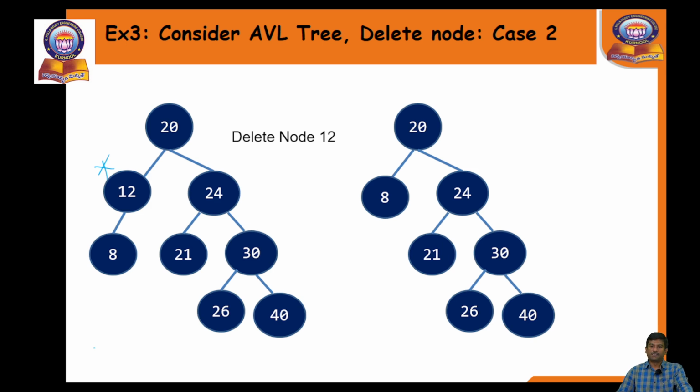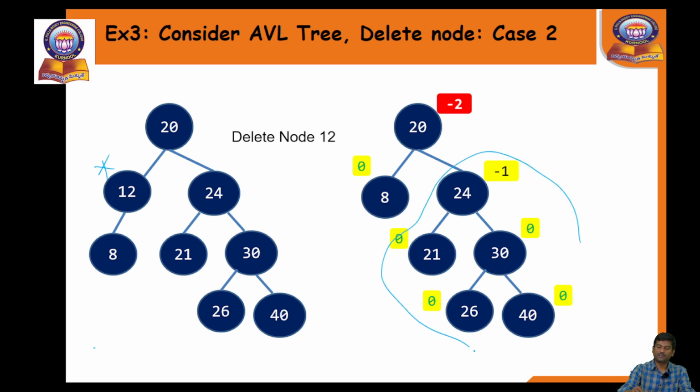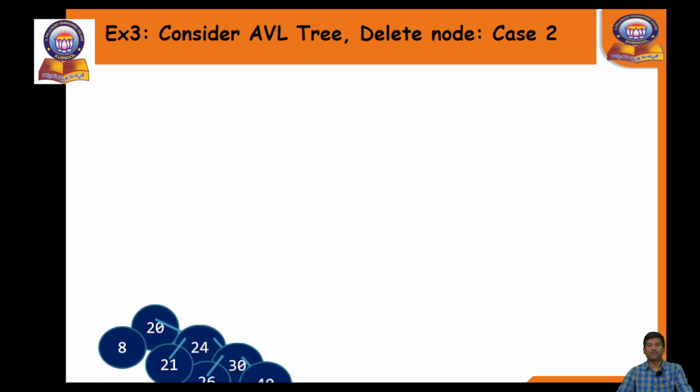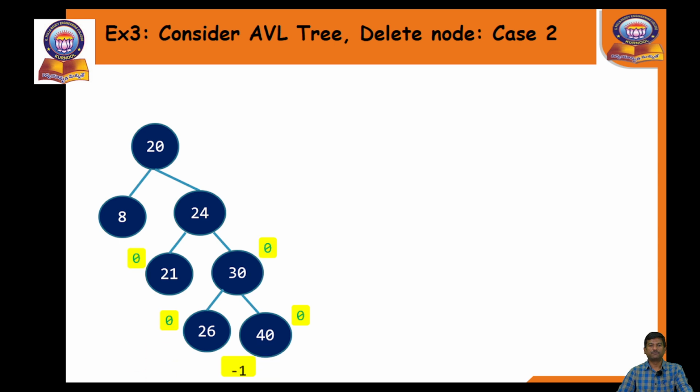And check the balance factor, definitely we can say this is not an AVL tree. That is node 40 is 0, node 26 balance factor is 0, node 30 balance factor equal to 0, node 21 balance factor equal to 0, node 24 balance factor equal to -1, and coming to the node 20, that is -2. So from the node 20's perspective, whether it is right heavy or left heavy, we can say it is right heavy. So if it is right heavy, then you have to perform left rotation.